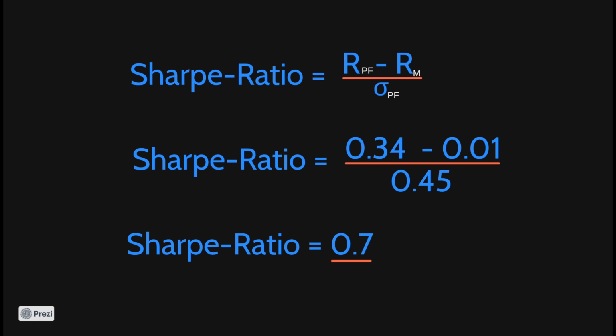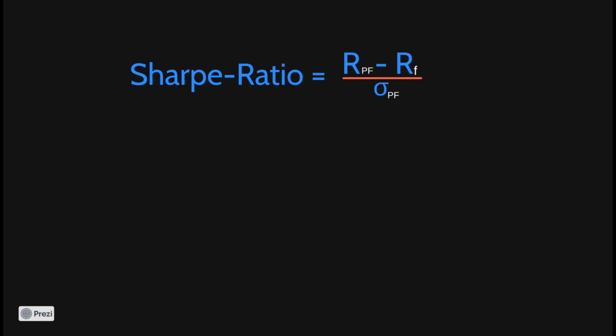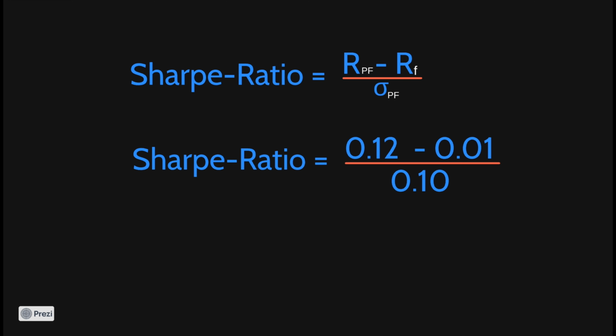Now let's compare stock B. The risk-free return is again 1%, while the standard deviation is 10% and the return is 12%. Using the formula, we get Sharpe ratio equals 0.12 minus 0.01 divided by 0.1. This gives us a Sharpe ratio of 1.1.